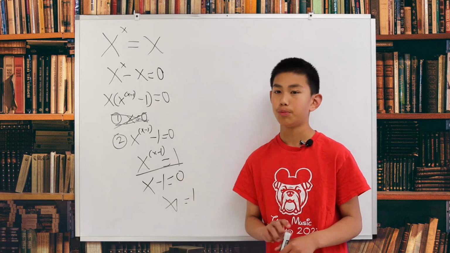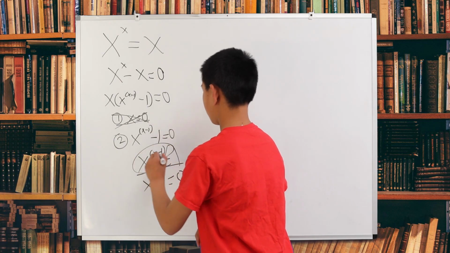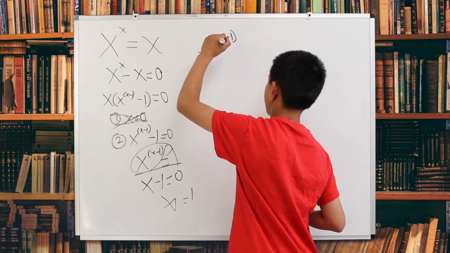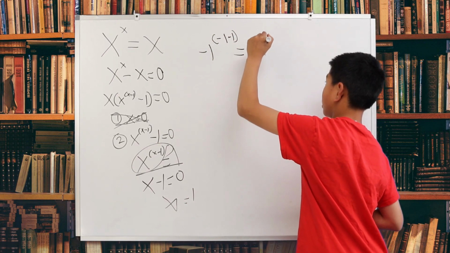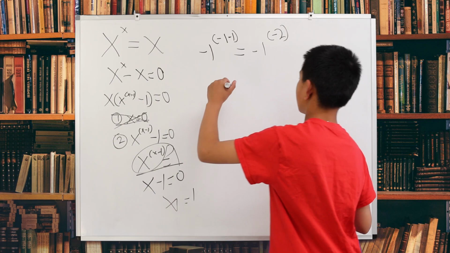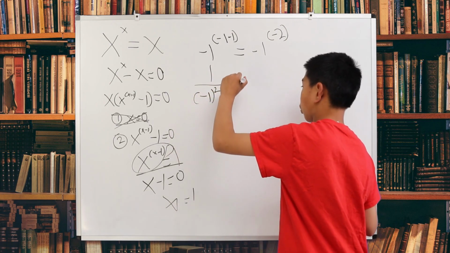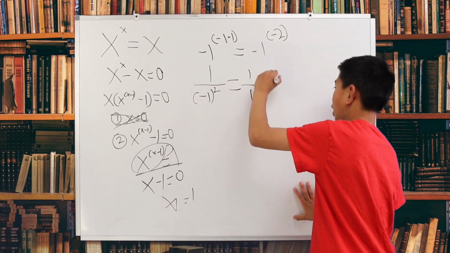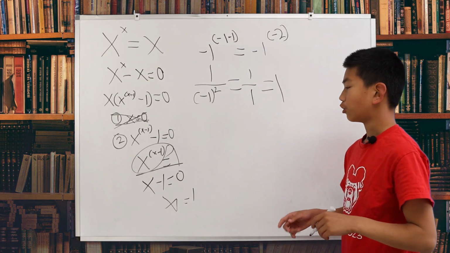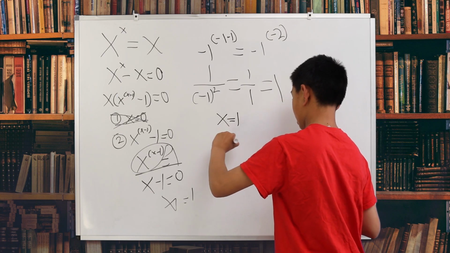And I'm just going to prove that to you by plugging it in to this. So negative 1 to the power of negative 1 minus 1, well, that's just going to be negative 1 to the power of negative 2. And that's going to be 1 over negative 1 squared, or 1 over 1, which is 1. So negative 1 works. So we have our two answers, where x is 1 and x is negative 1.